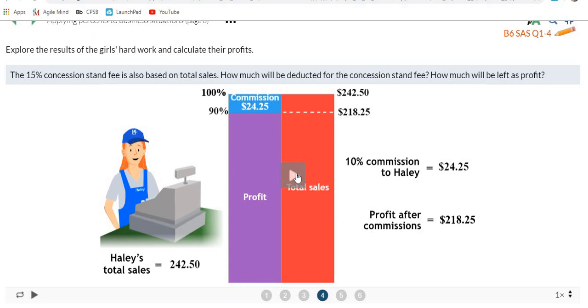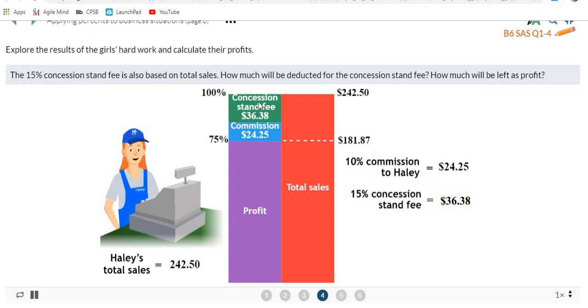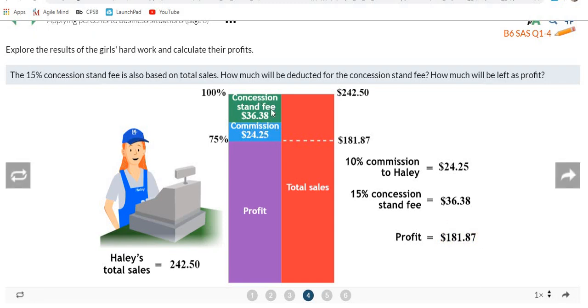So their method of solving this is using that bar again. They need to move it down 15% from where it was. So they've moved it down a total of 25%. Your 10% commission, 15% concession stand fee, and here was the amount of the 10% commission from your grand total. 15% concession stand fee came out to be $36.38. We'll talk about how that was found in just a second, because we don't always have this nice little bar that we get to move down to see what the amount would be.